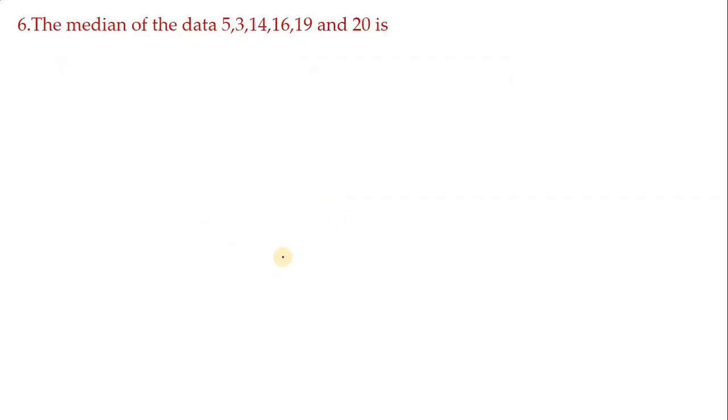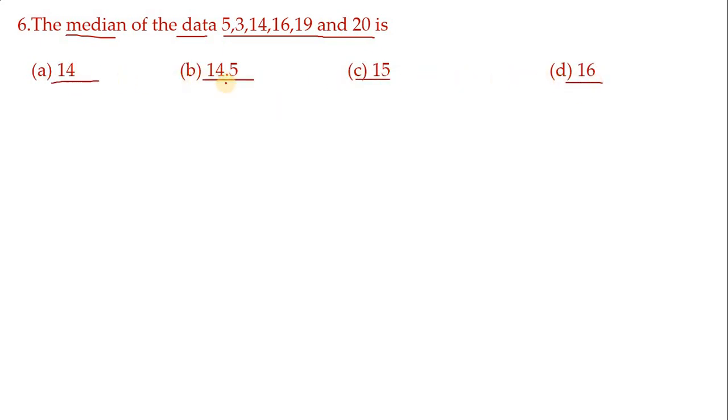Move on to the next one, children. The median of the data 5, 3, 14, 16, 19 and 20 is. The given options are 14, 14.5, 15, 16. See here also we want to find the median, and it is ungrouped data only. See how many scores we have here. We have 6 scores. In the last problem we had an odd number of scores, so here we have an even number of scores.